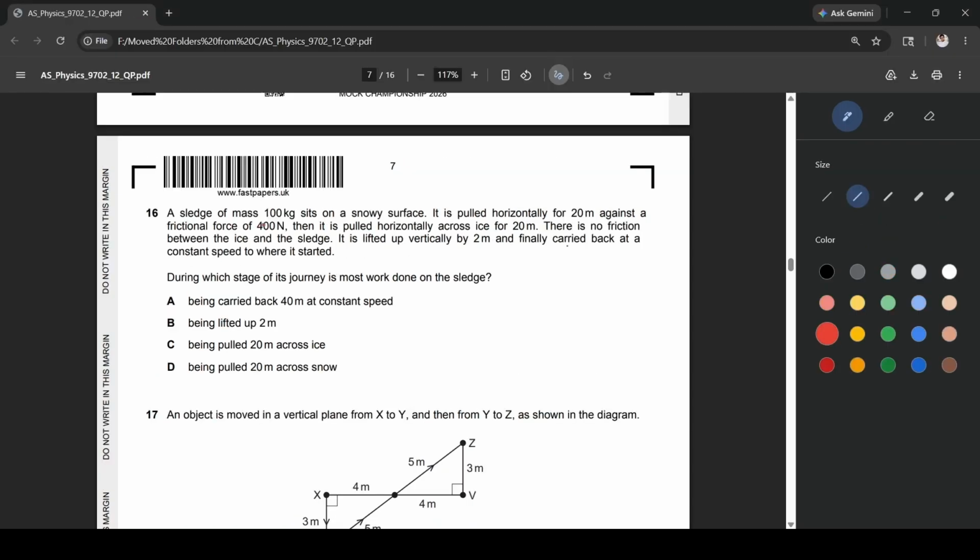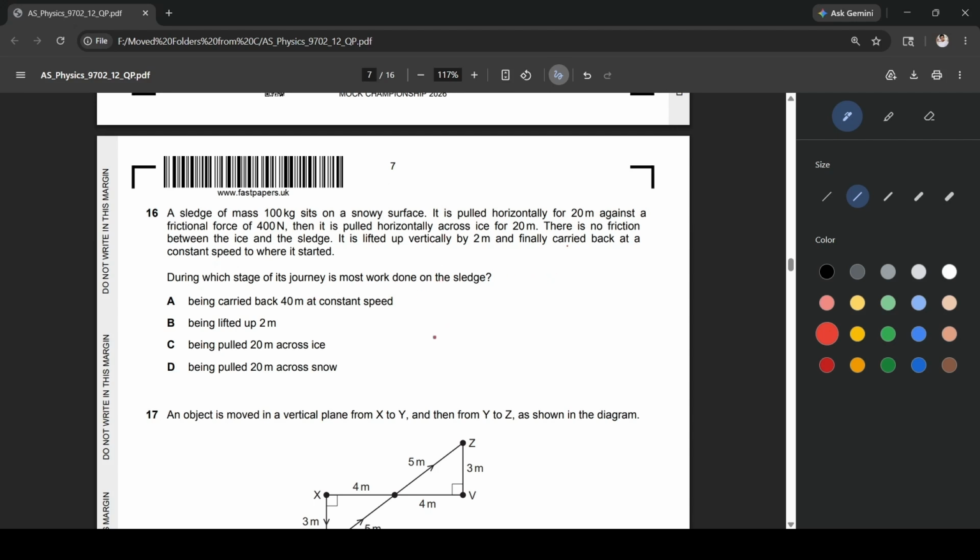A sledge of mass 100 kg sits on a snowy surface. It is pulled horizontally for 20 meters against a frictional force of 400 newtons. Then it is pulled horizontally across ice for 20 meters. There is no friction between the ice and the sledge. It is lifted up vertically by 2 meters and finally carried back at a constant speed to where it started. During which stage of its journey is most work done on the sledge?